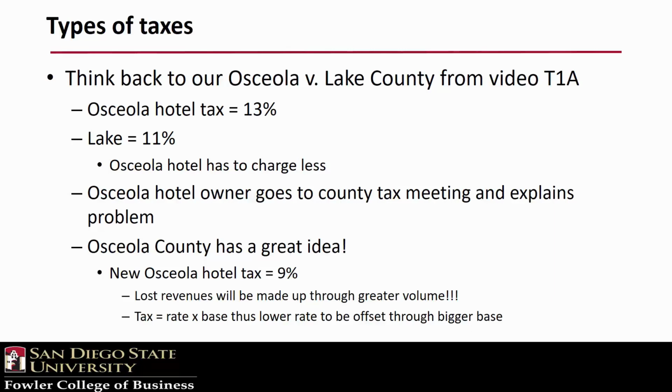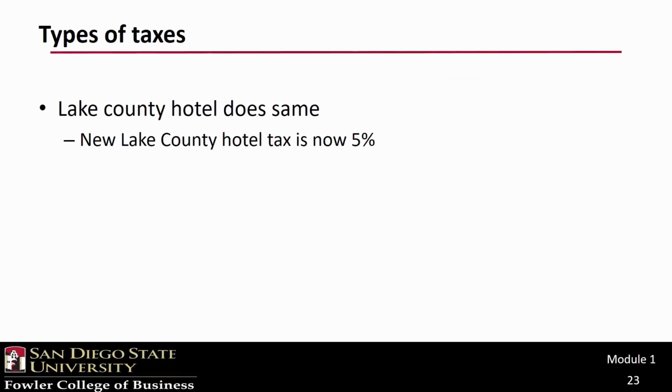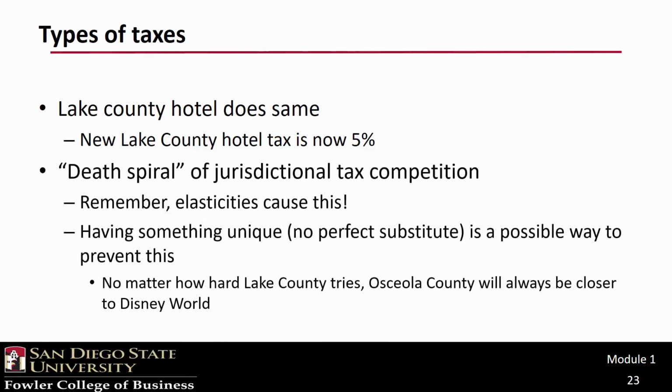Any revenues lost by the lower rate will certainly be made up in the greater volume of rented rooms with the new lower price. This, of course, drives the Lake County hotel owner to petition her county government for a tax reduction, etc., etc., etc. This is known as the death spiral of jurisdictional tax competition.